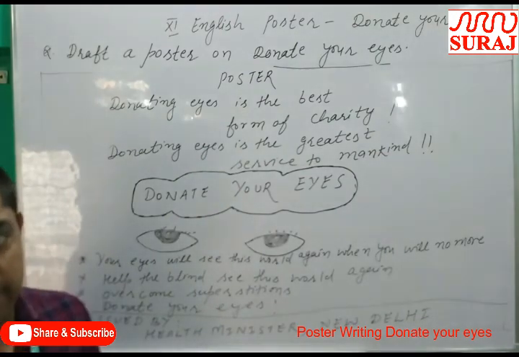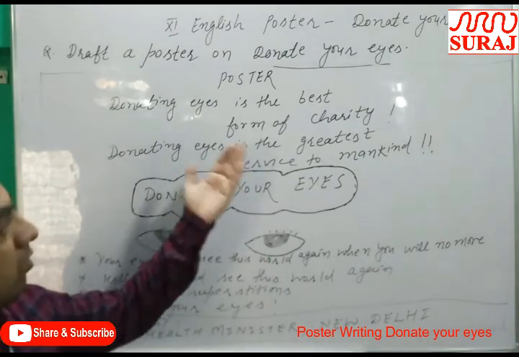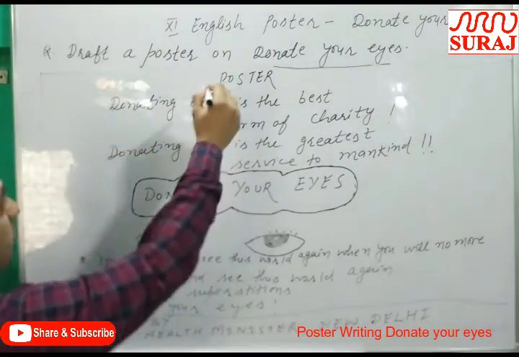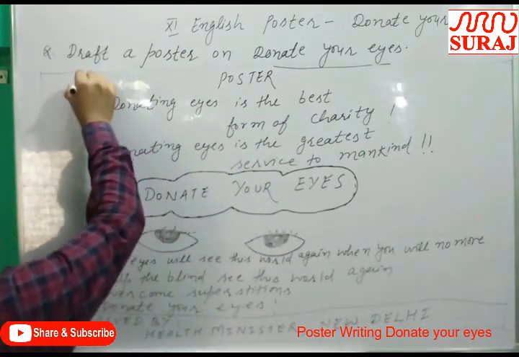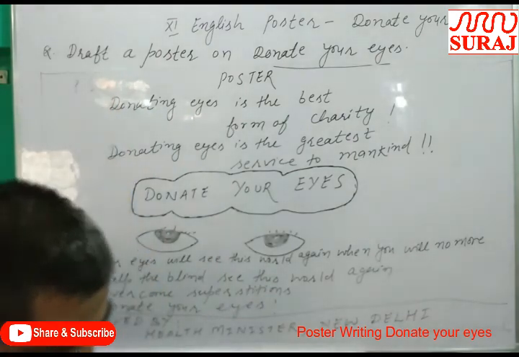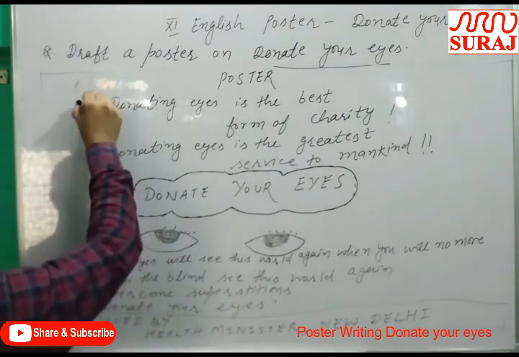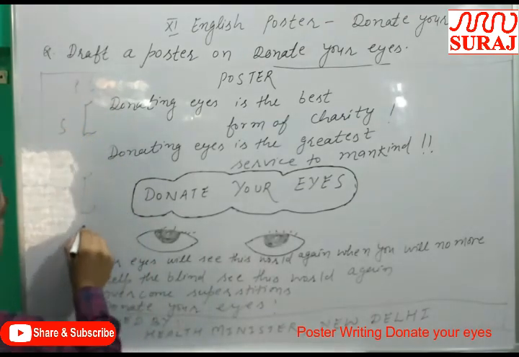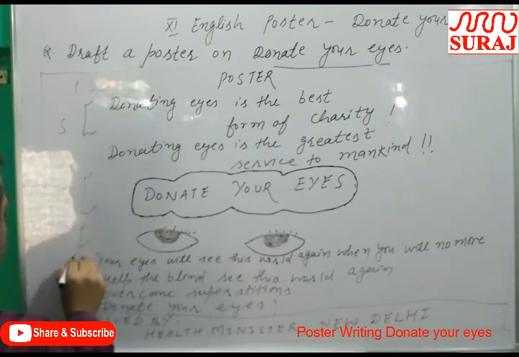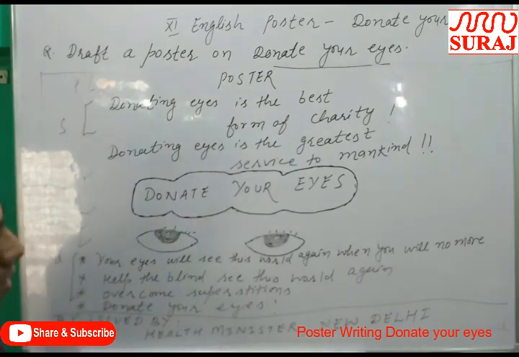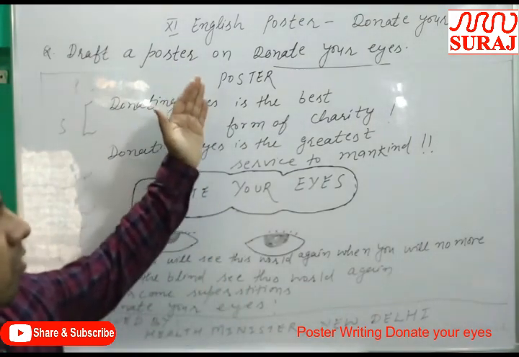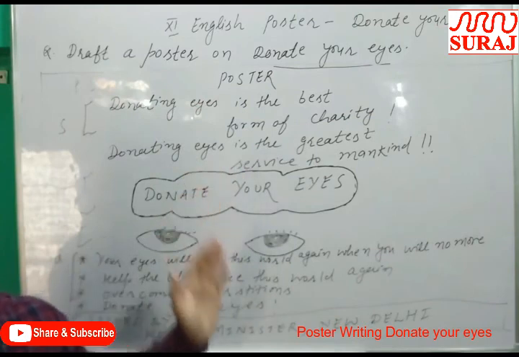When we make any type of poster, we should follow all rules of poster structure. Like first of all, we should mention word poster. After that we should mention slogan. After slogan, we should mention title. After title, we should mention picture. After picture, we should mention details, and after details, we should mention address. If you really want to get 3 out of 3, then you should follow the structure of poster writing in this way.